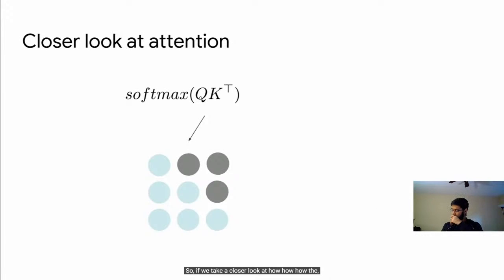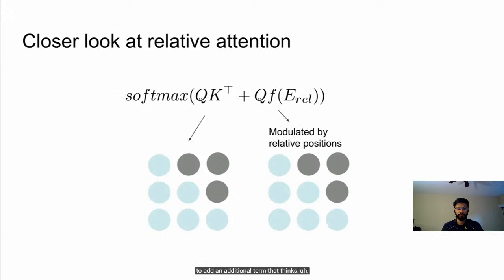So if we take a closer look at how this works: in the regular transformer, you compare all the queries and keys, so you get this square matrix. You can think of it as a self-similarity matrix. What relative attention does is add an additional term that thinks about, whenever you're comparing two things, how far apart are you? And also based on the content, do I care about things that are 2 steps away or 3 steps away, or maybe things that are recurring at a periodical distance? And with that information gathered, that influences the similarity between positions.